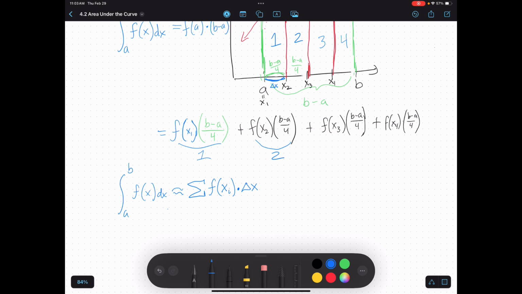And in our case, since we broke up into 4 rectangles, this i value went from 1 to 4. So the bottom underneath the sigma is representing the starting point, where you're starting, and above the sigma is where you're going to stop. Since I'm going from 1 to 4, that tells me I'm looking at 4 different x values and calculating the areas for each of those 4 x values. And what did we see that delta x was? I can calculate delta x by just doing b minus a over 4.